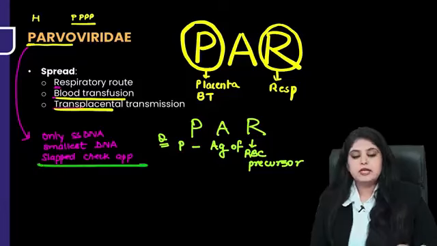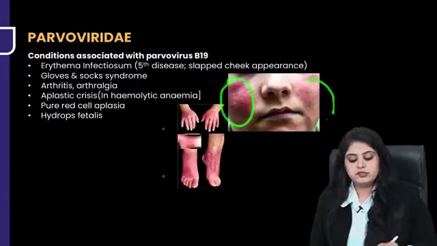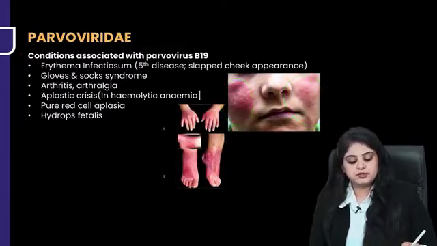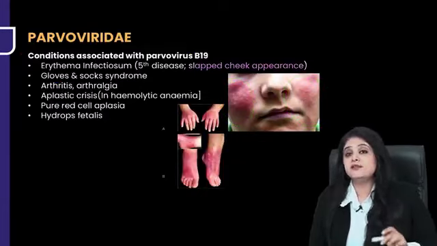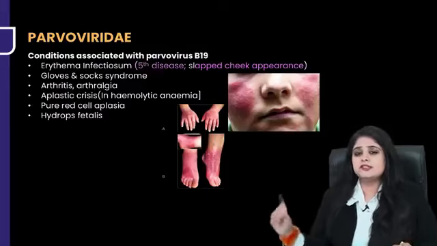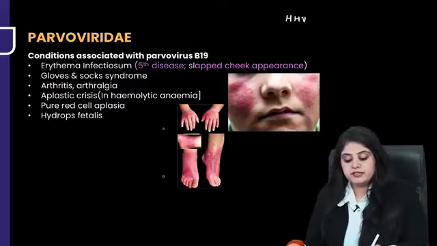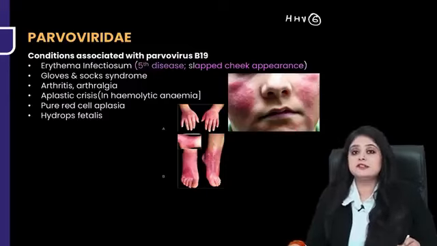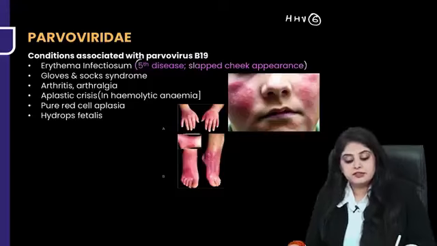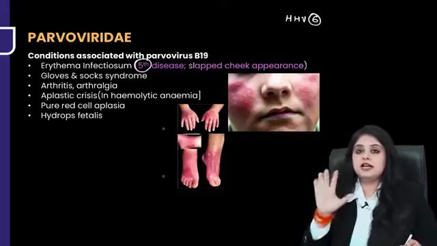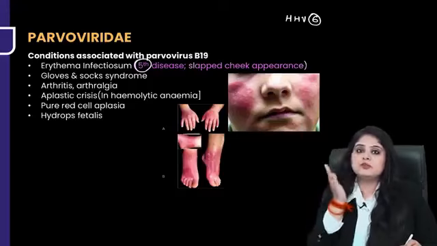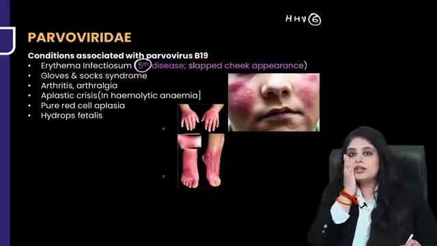I just told you, it causes a slapped cheek appearance. You can see that beautiful slapped cheek appearance, not so beautiful, but yeah, slapped cheek appearance can also be seen. And this parvovirus B19 is known as the fifth disease. What did I just teach you as the sixth disease? Sixth disease was what? Human herpes virus 6 was causing the sixth disease, roseola infantum. This is the fifth disease. How have I learned it? With 5 fingers you put a slap to someone, right? All the 5 fingers should get imprinted.